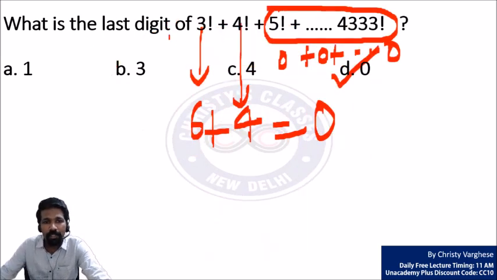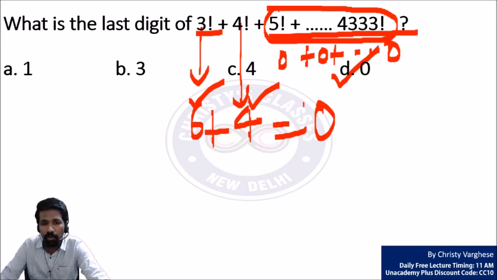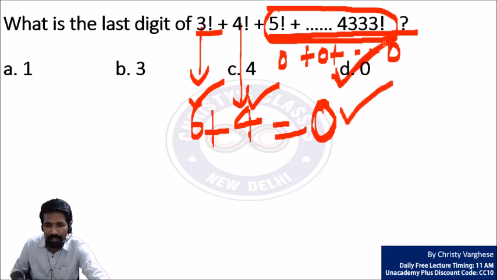And the next question, same way. 3 factorial is the starting, 3 factorial is ending in 6, 4 factorial ends in 4. All other factorials above that are 0 ending. That is why 6 plus 4, 10. 10 ends in 0. That is why the last digit is 0. Option D is the answer.